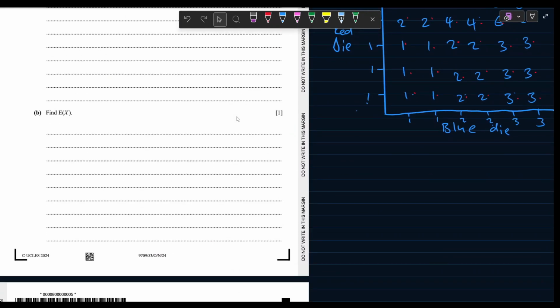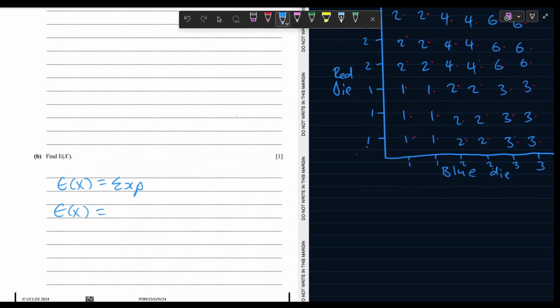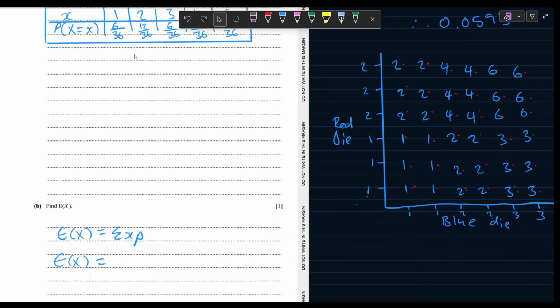And then part B says find the expectation of x. So the formula for expectation of x is the summation of xp. All right. So our expectation of x is going to be, you're going to say x times its probability plus x times its probability plus x times its probability until you get to the very end.